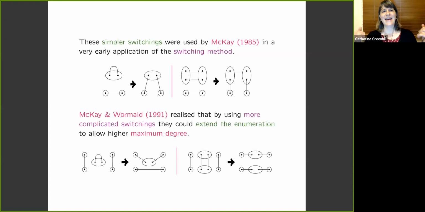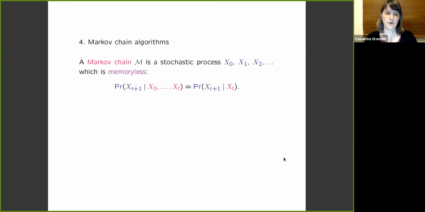Same pictures. And the way that Brendan and Nick made an improvement on the range of degrees that could be handled to give an enumeration formula was, instead of using these simpler switchings, to make them slightly more complicated. They realized that using the slightly more complicated switchings allowed them to extend the range that they could enumerate over to allow for a higher maximum degree. So that's the takeaway message here. Sometimes using slightly more complicated operations allows you to do more. We'll see that come up again shortly.